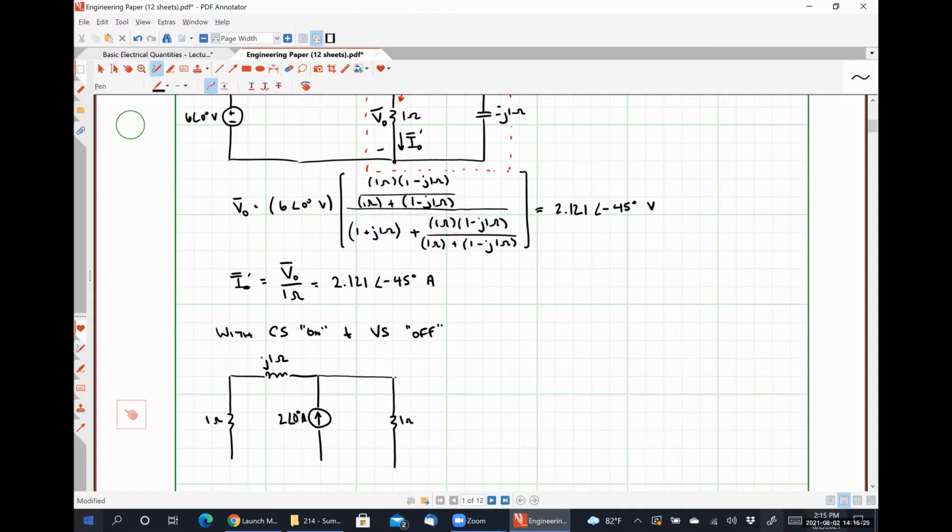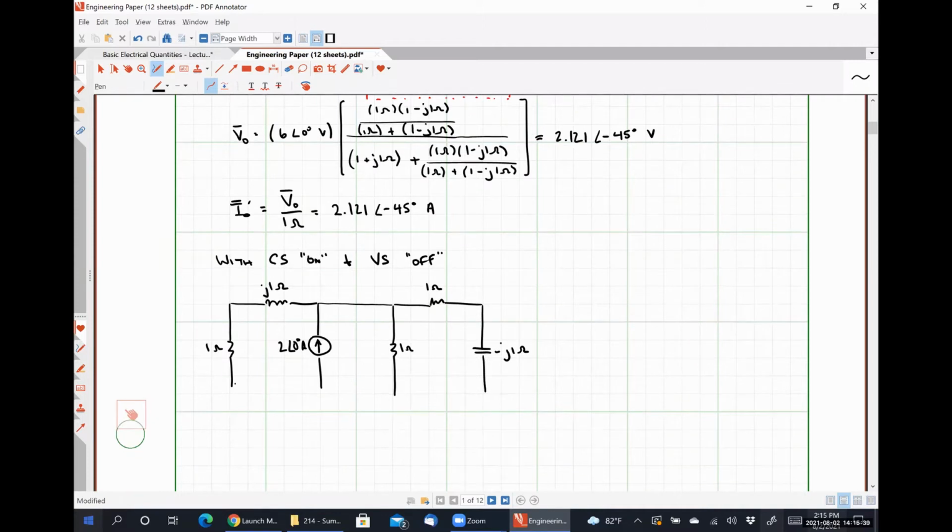1 ohm resistor. 1 ohm resistor. Minus j1 ohm capacitor. And my quantity of interest is this guy, which I'm going to call I naught double prime. Any thoughts on how we might solve for that quantity I naught double prime?